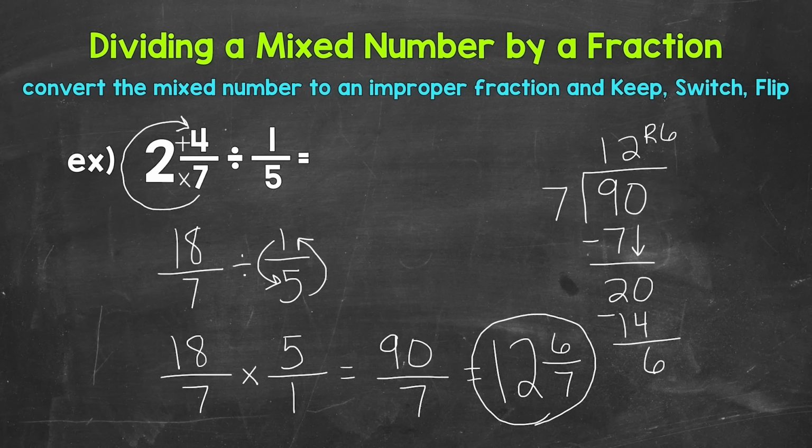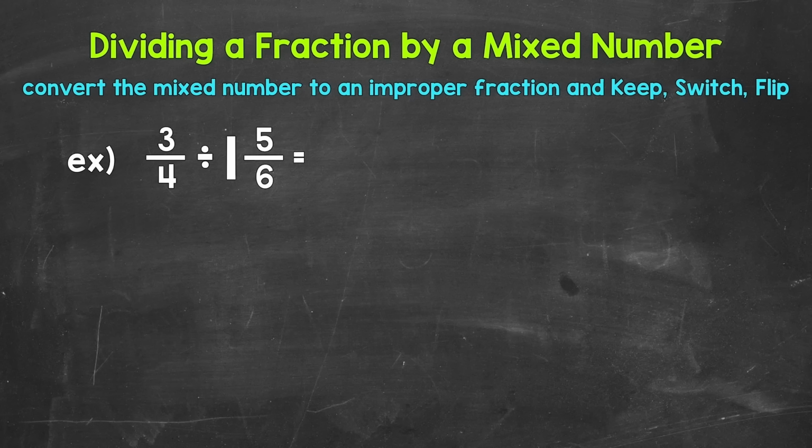Let's move on to dividing a fraction by a mixed number. Now let's take a look at dividing a fraction by a mixed number. Let's jump into our example where we have 3/4 divided by 1 and 5/6. Now the first thing that we need to do is rewrite this problem with the mixed number written as an improper fraction. So we need to convert that mixed number to an improper fraction. That way we just have numerators and denominators and we can go through our steps, keep, switch, flip.